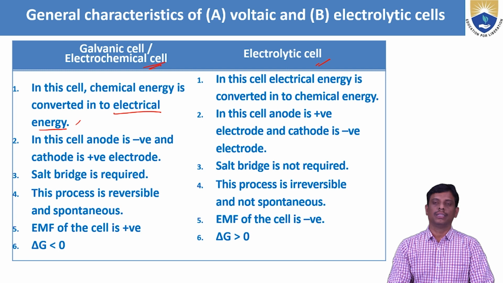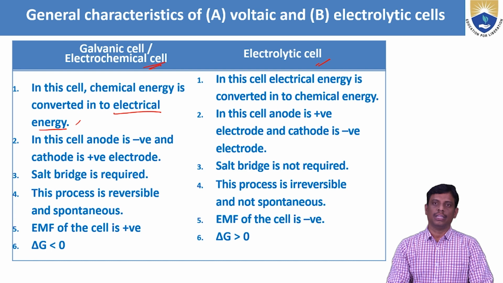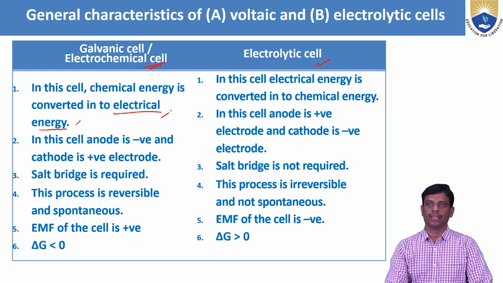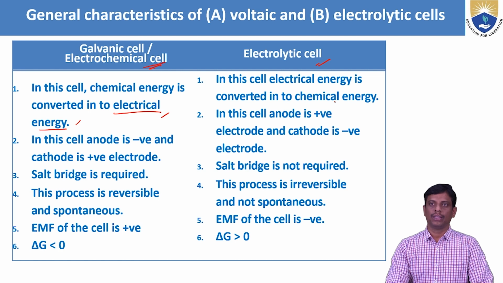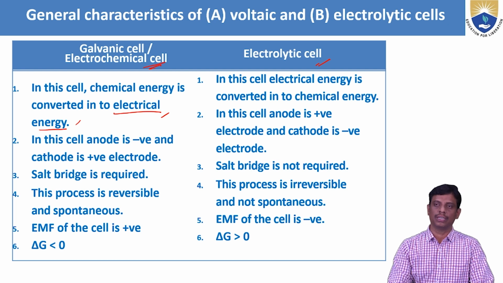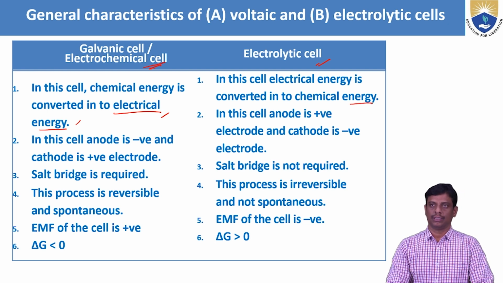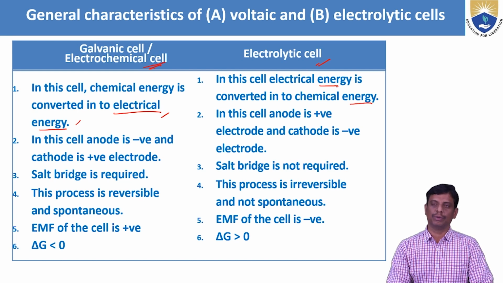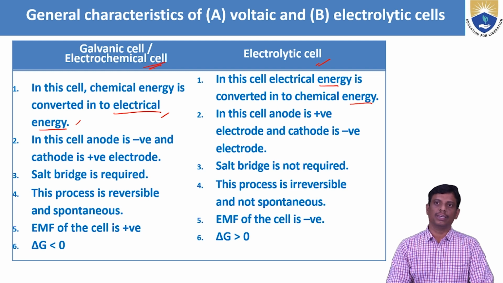The first difference is that where energy is released through a chemical reaction, we consider that an electrochemical cell. In the electrolytic cell, we utilize electrical energy and convert it into chemical energy. That means by utilizing electrical energy, we bring about the chemical reaction. So that is the electrolytic cell.